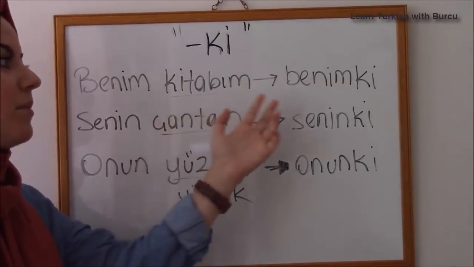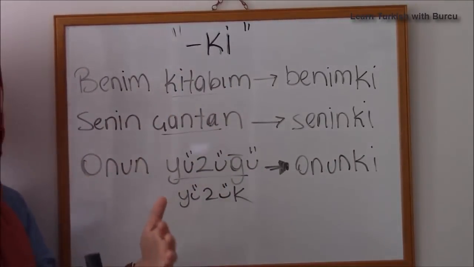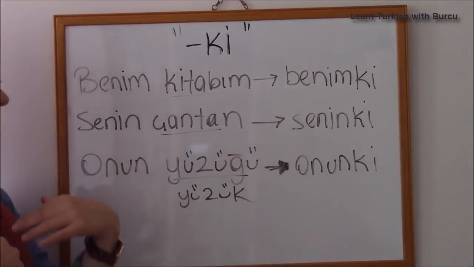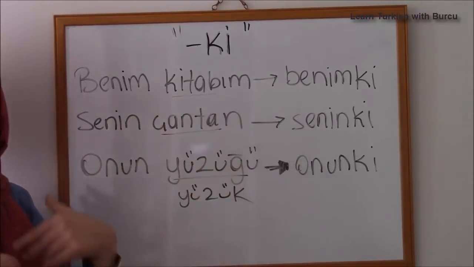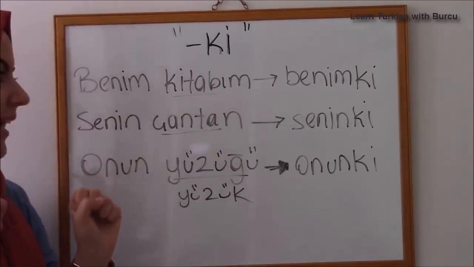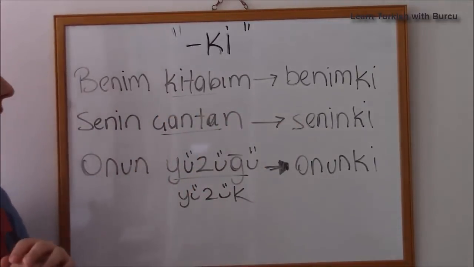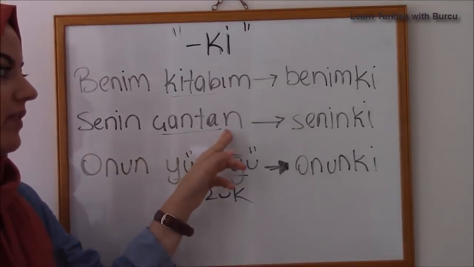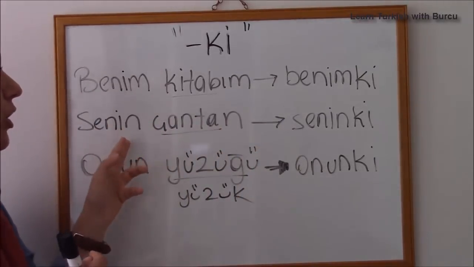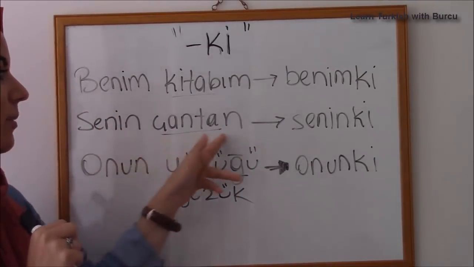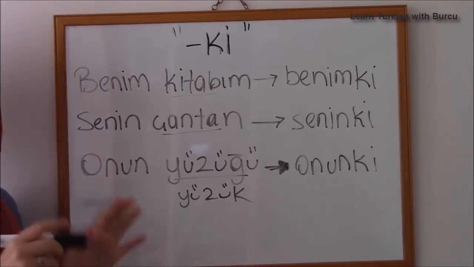So, we know the function of possessive pronouns. It is basically the same meaning, but you don't repeat the word again and again, like benim kitabım. Instead you say benimki. The listener knows that you are talking about your book when you say benimki, okay? Senin çanta, seninki, indicates that you are talking about your bag. Onun yüzüğü, onunki. I hope it's clear.